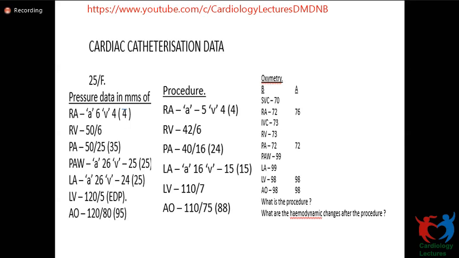This is much simpler. Any takers? Radhakrishnan, would you like to try, or somebody else would like to try? Yes, sir. Okay, Radhakrishnan, try. Okay, yes. 25-year female patient. RA pressure A is 6 and V is 4, normal. Okay, very good. Then RV pressure systolic is 50, diastolic is 6, elevated systolic pressure.